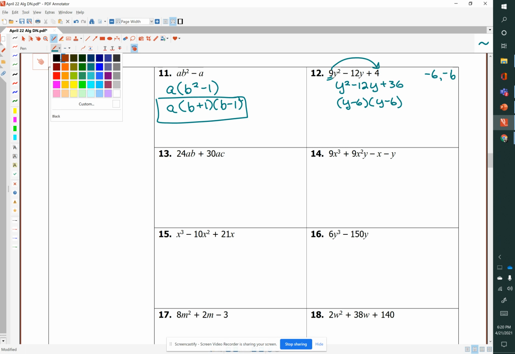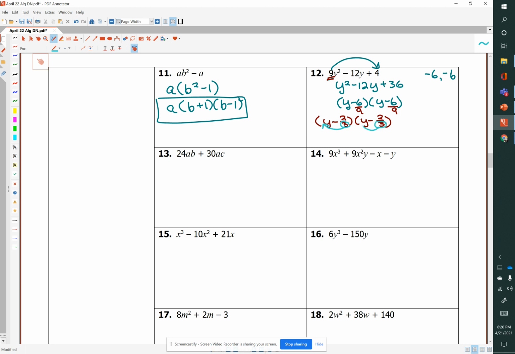Okay, now we have to divide by the leading coefficient of 9, which would give us y minus 2/3, y minus 2/3, and then we will slip that 3 up in front of the y in both cases, or slide, that's the slide, which would give us 3y minus 2 times 3y minus 2, and we can write that as 3y minus 2 squared, which would be our final answer.